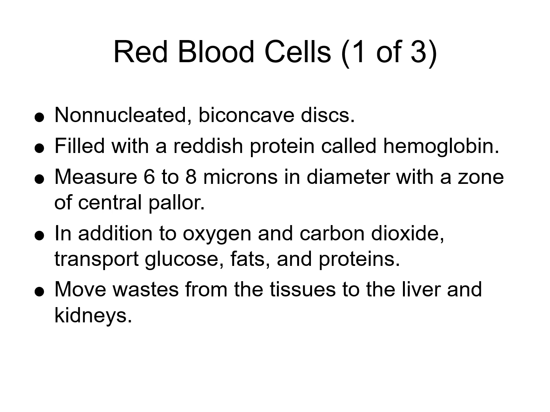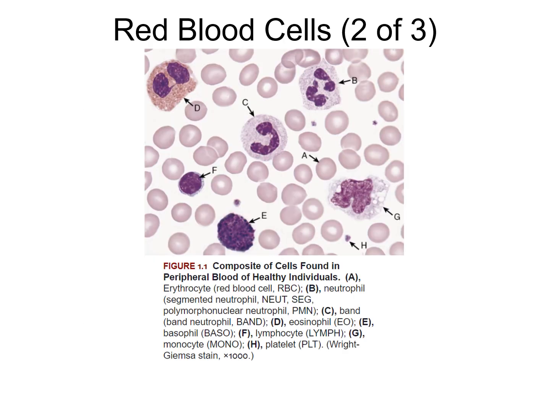Functions, again: it transports oxygen and carbon dioxide, also transports glucose, fats, and proteins, and it can also carry waste products from tissues to the liver and kidneys for elimination out of your body. This is just a diagram of the different types of red blood cells and white blood cells.